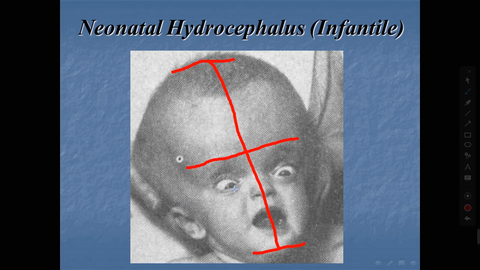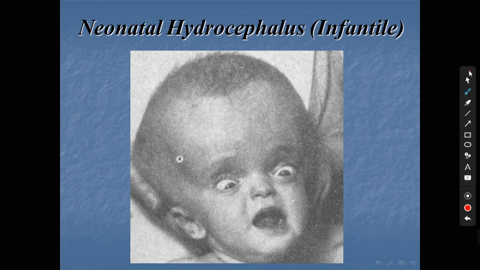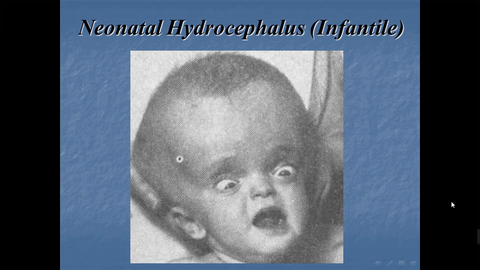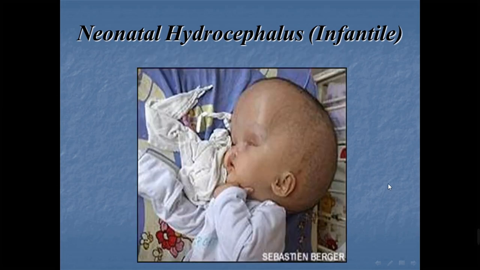Low set ears and low set eyes are quite clear in this image. So this is what we call a craniofacial disproportion. Next. In the other image you can see also enlargement of the head, craniofacial disproportion, low set ears and low set eyes, and sunset eyes, also glistening and shiny scalp and dilated veins. These are quite clear features of hydrocephalus.